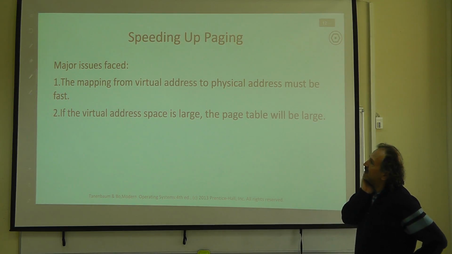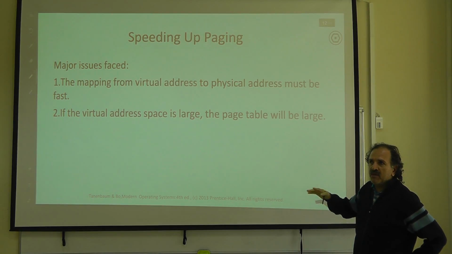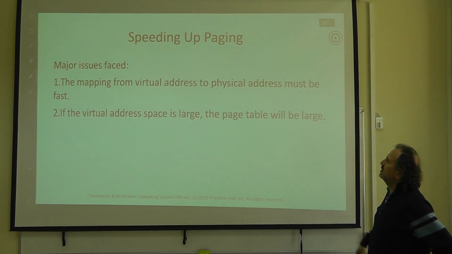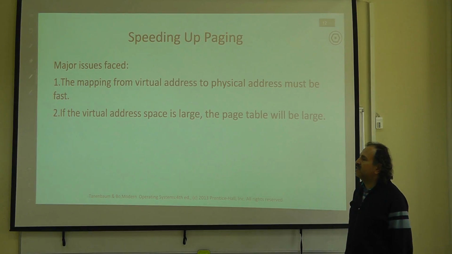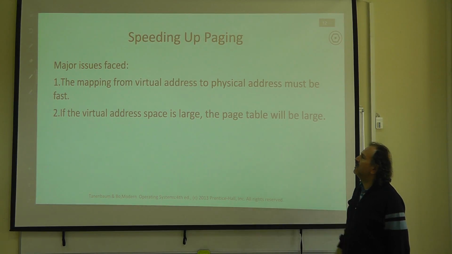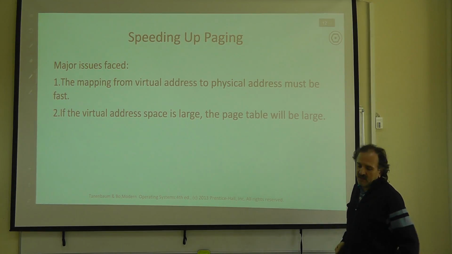Okay. These are the problems. The mapping from virtual address to physical address must be fast. If I keep all the page tables on the RAM, it becomes slow. And if the virtual address space is large, the page table will be large. In modern computers, the virtual address space is very large. They are addressing terabytes of space. So I need a very large page table. But keeping page tables on the MMU would be expensive. Keeping them on the RAM would be slow.